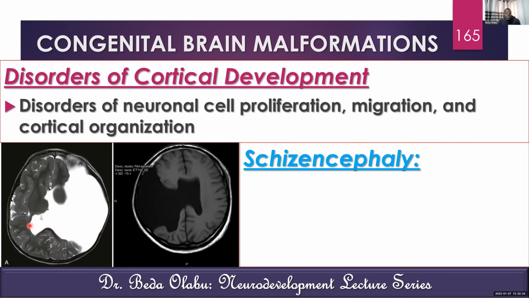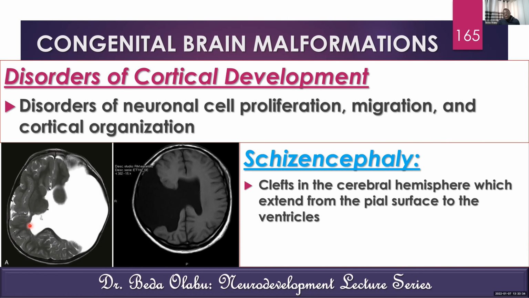Schizencephaly can also be considered a disorder of cortical development, although it's also a disorder of the ventricular system. Why do we call it a disorder of cortical development? Because in schizencephaly, there's a cleft within the cerebral hemisphere. Therefore, there's a cleft cutting across the cortex. This cleft extends from the pial surface to the ventricular space.